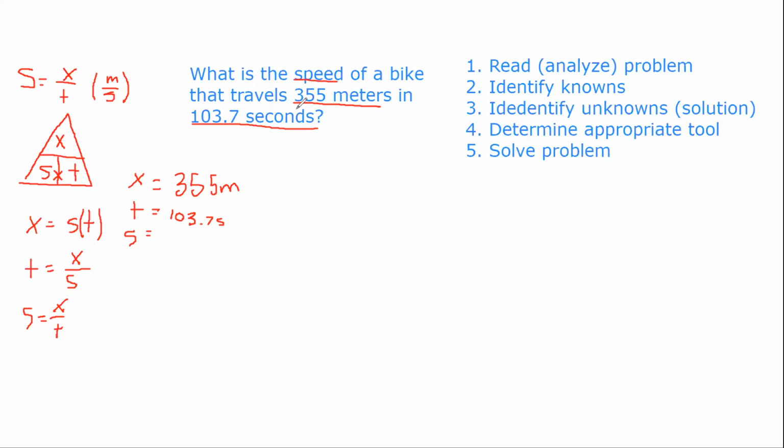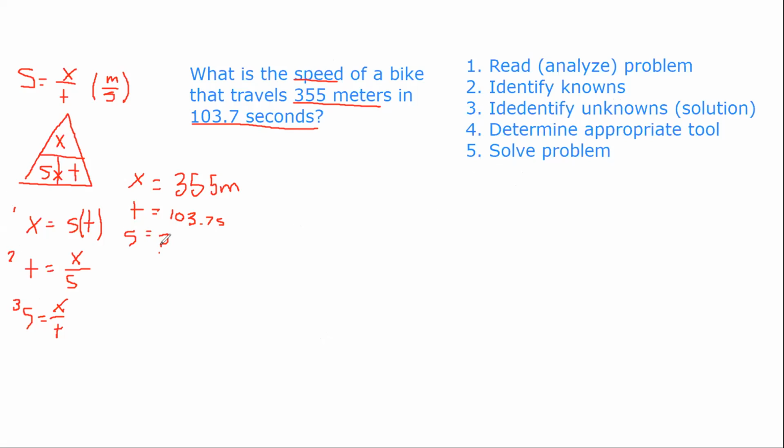So there we go, 103.7. Now it's asking us for speed, so that's going to be our unknown. This is what we're solving for. So now, who would like to share what's going to be our equation? What tool are we going to use? Which equation? We're going to label this 1, 2, and 3. Of those 3, which one are we going to use? That'd be number 3, right?